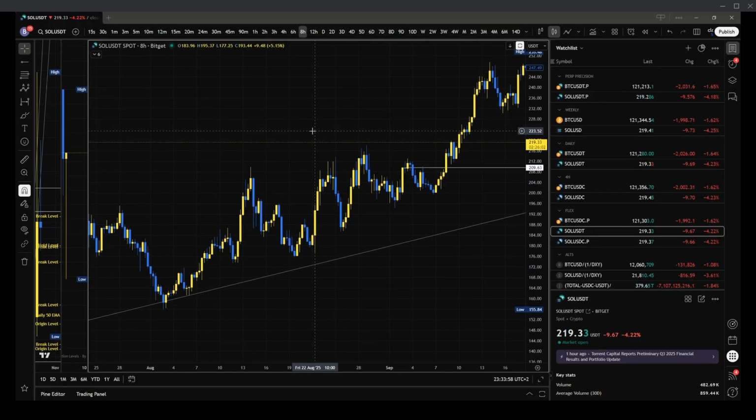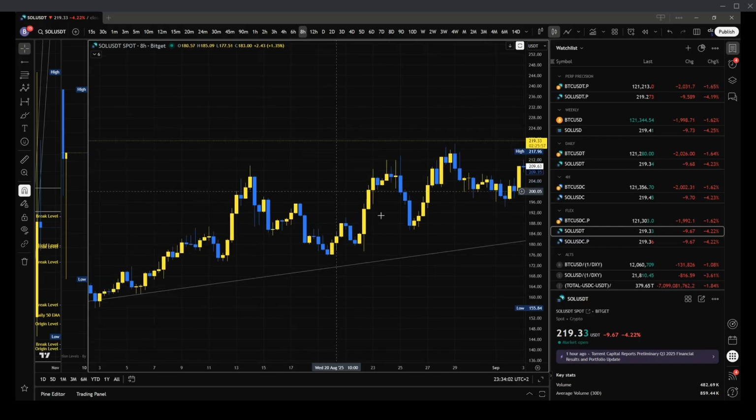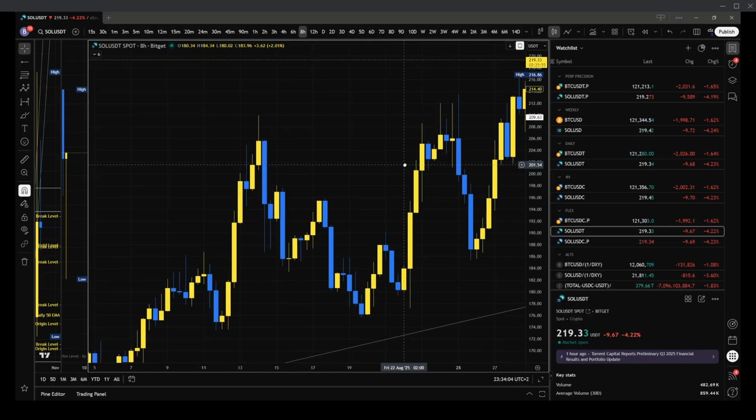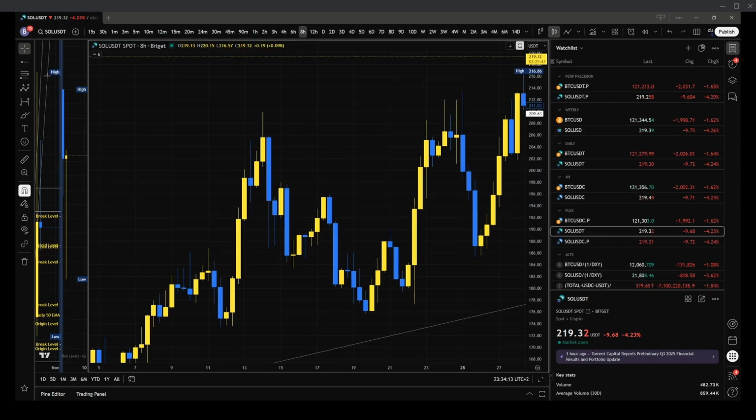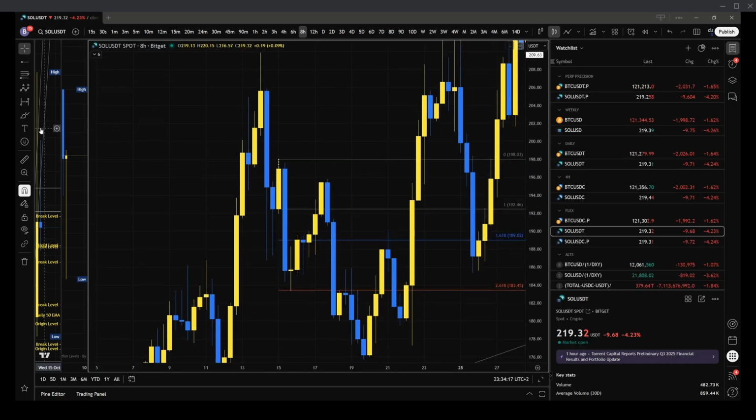All the way 15th. There it is. So that's self-explanatory. You have one 8-hour candle engulfed by one 8-hour candle, and this creates a short from here to here. Whoops, it's not the best arrow.